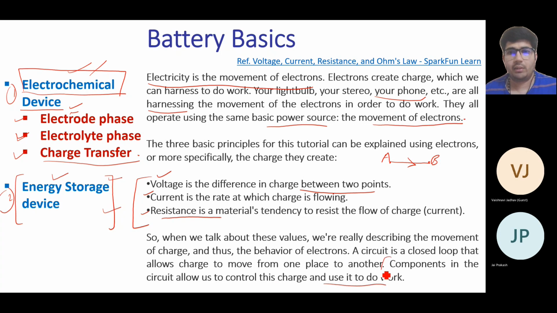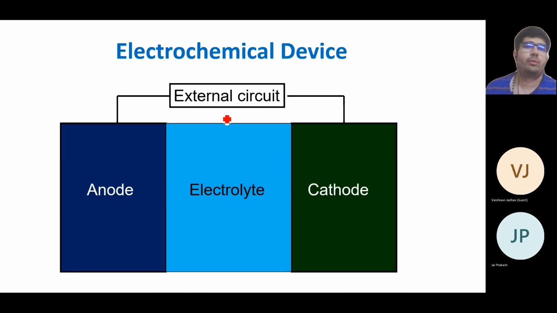So in a complete circuit, we can arrange the resistors and we can arrange the components to get the required current and to get our work done. Okay. So these are the basics of electricity, or you can say the battery. Let's move further. So yeah, here you can see an electrochemical device.